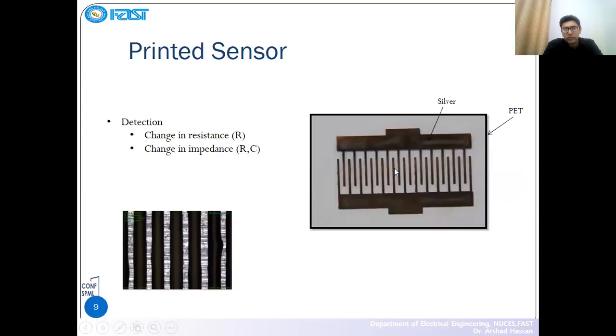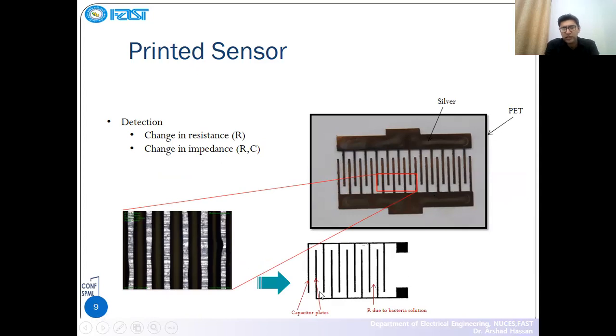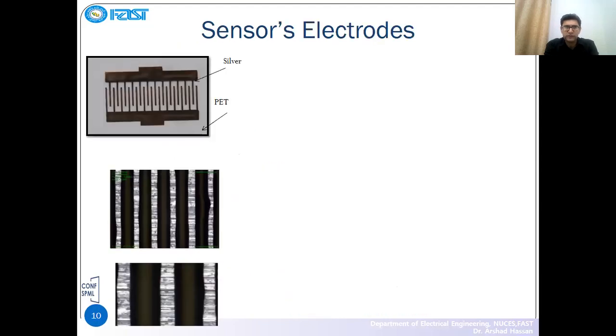Now I will discuss the printed sensor. The printed sensor looks like this, and this is the zoomed image of a printed sensor, where you can see we have interdigital electrodes. In the interdigital electrodes, the two electrodes act as capacitor plates, so we have a capacitance. And when we drop a bacteria sample on the surface of the sensor, we have resistance between the electrodes. So we have capacitance and resistance of the sensor.